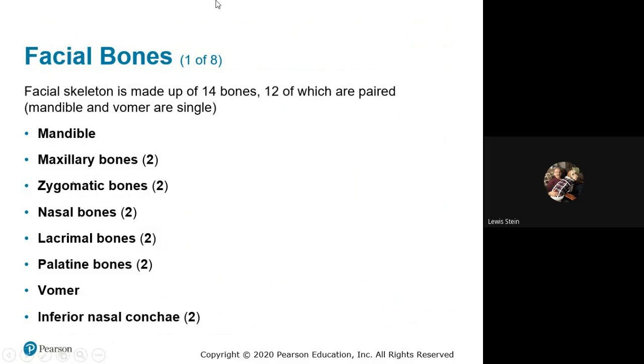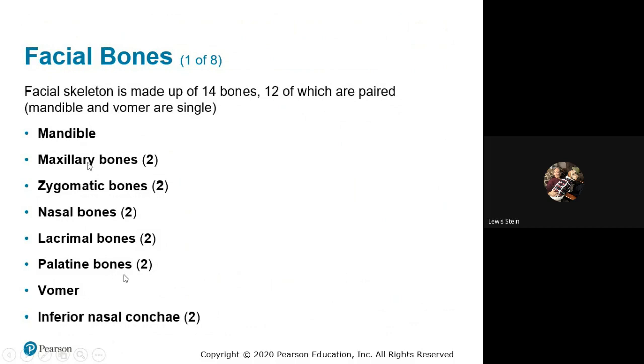The upper jaw, the maxillary bones, one on each side. Zygomatic bones, the ones on the outside of your orbit, one on each side. Nasal bones, the upper part, the bridge of your nose, one on each side. Lacrimal bones, bones inside your orbit. You can feel that little bump inside the innermost or medial part of your orbit. That's called the lacrimal caruncle, which is that bump that's there. There's an opening, that's where the tear duct is.